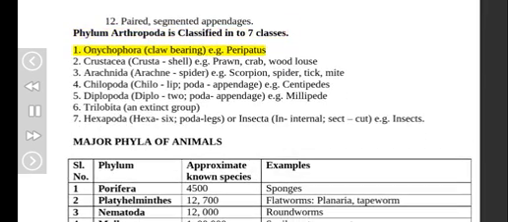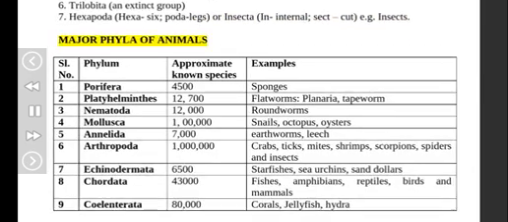1. Onychophora, claw-bearing, e.g. Peripatus. 2. Crustacea, crusta shell, e.g. prawn, crab, woodlouse. 3. Arachnida, arachne spider, e.g. scorpion, spider, tick, mite. 4. Chilopoda, chilo lip, poda appendage, e.g. centipedes. 5. Diplopoda, diplo 2, poda appendage, e.g. millipede. 6. Trilobita, an extinct group. 7. Hexapoda, hexa 6, poda legs, or Insecta, in internal, sect cut, e.g. insects.